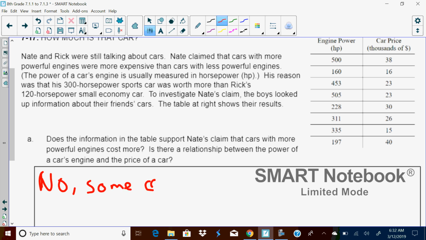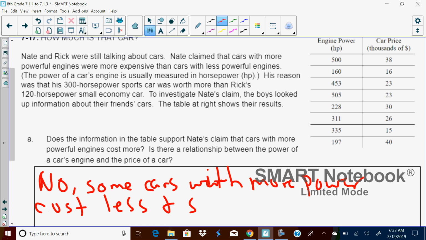Some cars with more power cost less, and some cost more.